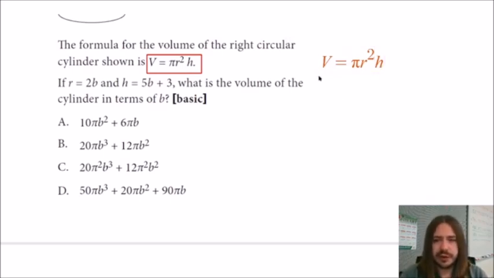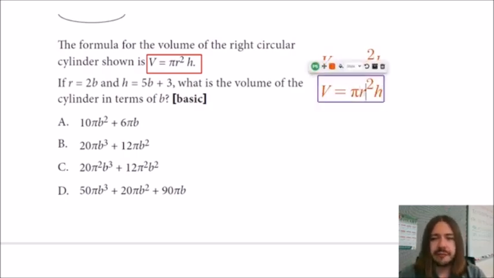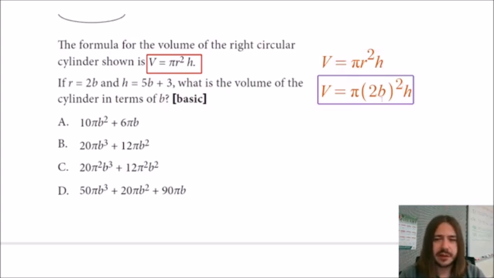Really don't need the picture here now that I'm thinking about it, because all we're going to do is just substitute. Let's just copy and paste this. For r, we're going to write 2b. Make sure you put that in parentheses. That could be a place where most people get it wrong, I would think, is forgetting the parentheses there and only squaring the b, but you got to square the 2 as well. And then for the height, that's 5b plus 3.